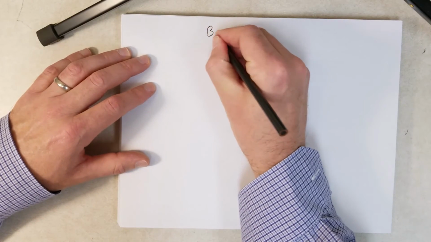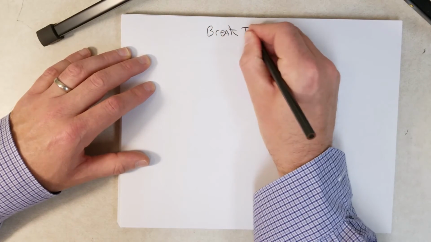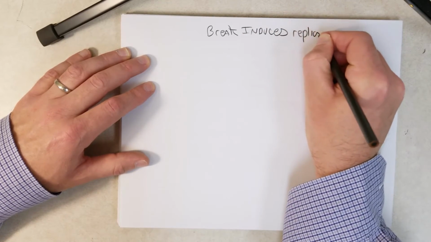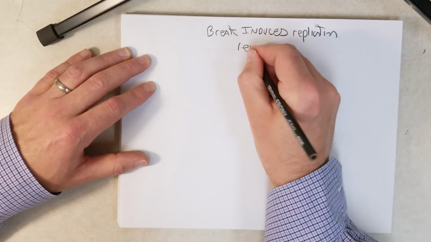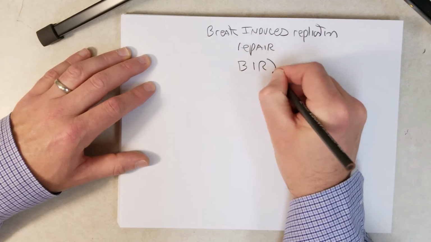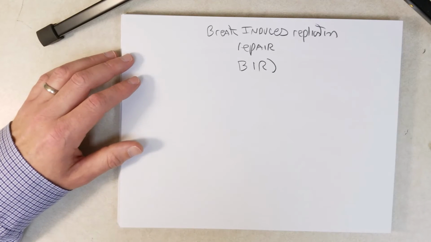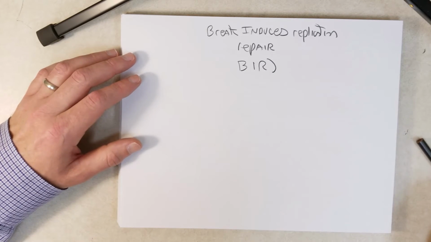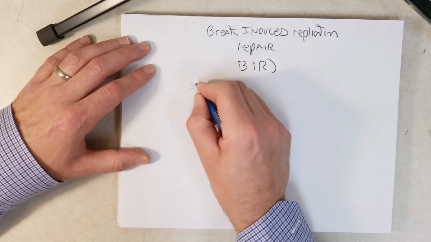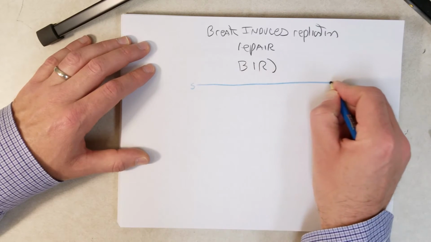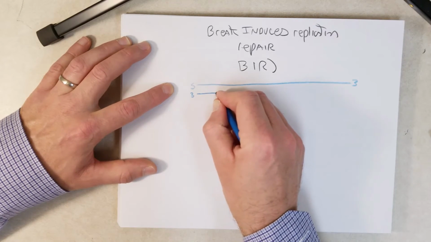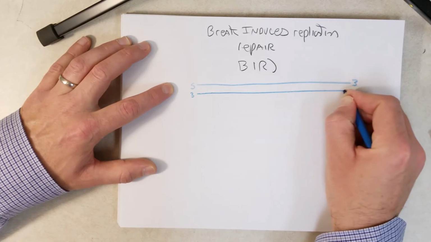Break-induced replication, or break-induced replication repair, often abbreviated as BIR. Now, how does break-induced replication repair work? Now there is a donor and a recipient in this repair mechanism.